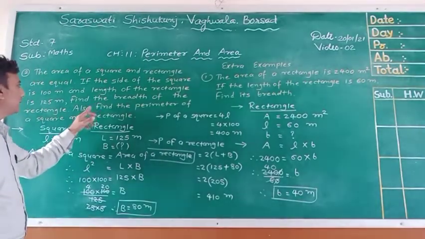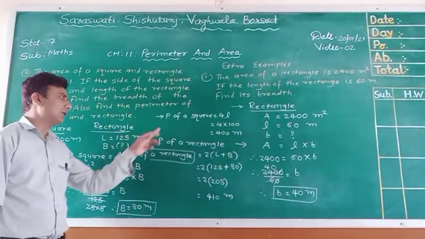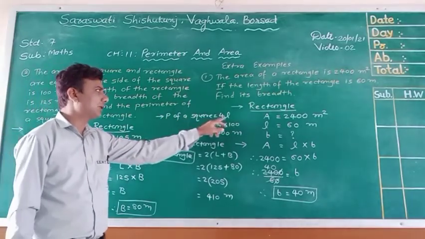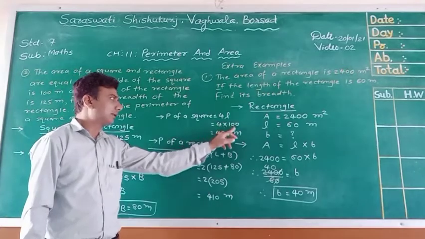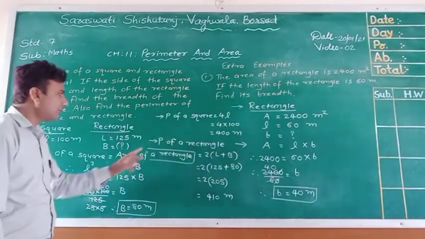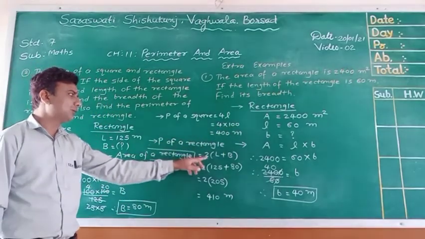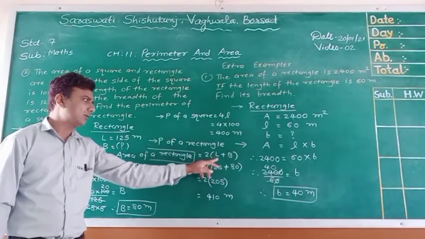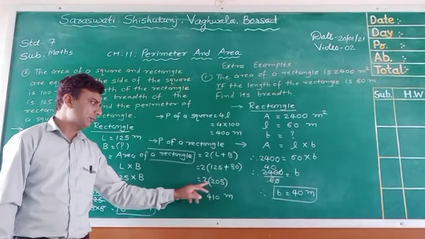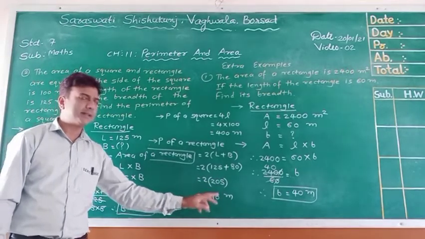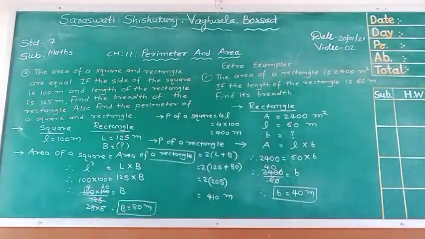Now the second question: also find the perimeter of square. So perimeter of square equal to 4 into L. 4 times length 100 given, 400 meter. Perimeter of rectangle equal to 2 into L plus B: 125, breadth is 80. The sum of both is 205, multiplied by 2, 410 meter. So this way we can solve this sum easily.